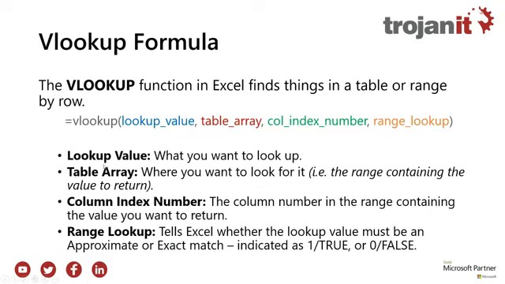The first thing you need to tell it is the lookup value. So you need to tell it what you want it to look up. The second thing is the table array. This is where you want Excel to look for this information. The third thing is the column index number. This is the column number in the range containing the value you want to return. And the fourth thing is the range lookup. This tells Excel whether you want the lookup value to be an exact match or an approximate match.